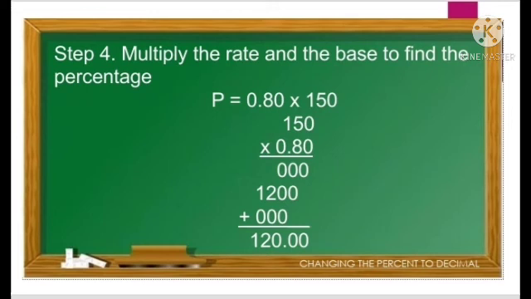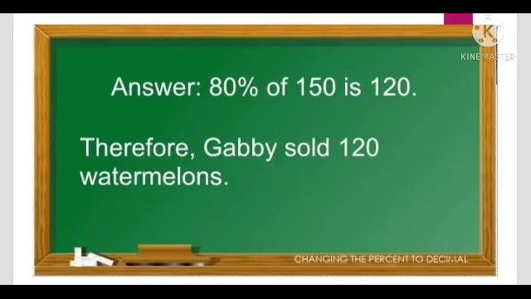Multiply the rate and the base to find the percentage. Percentage is equal to 0.80 multiplied by 150, which is equal to 120. Therefore, the answer is 80% of 150 is 120. Therefore, Gabi sold 120 watermelons.